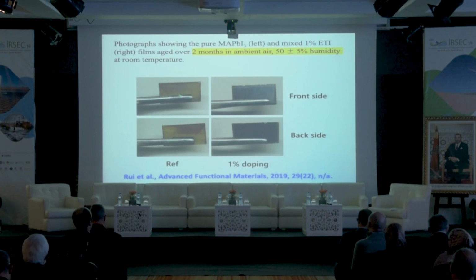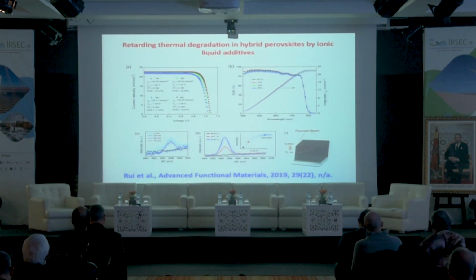If you look at without ionic liquid and with ionic liquid, after 2 months at 50% humidity, you can see the color is decolorizing, and with ionic liquid, they are extremely stable. This information you can get since we have fluoride in the ionic liquid as a marker.